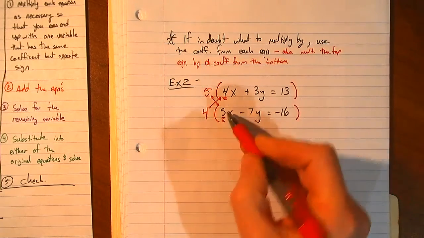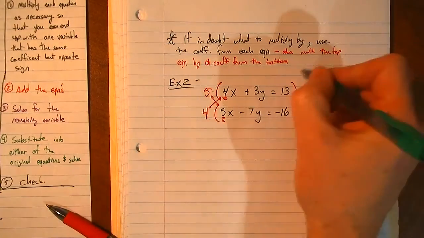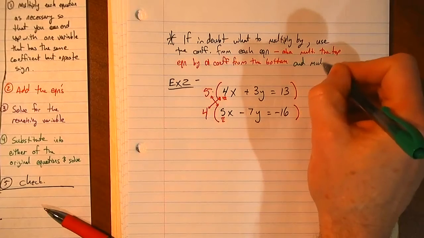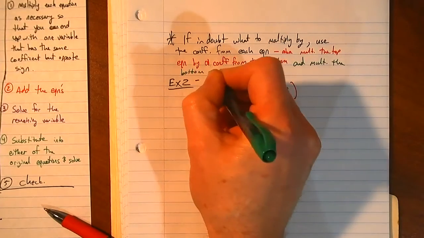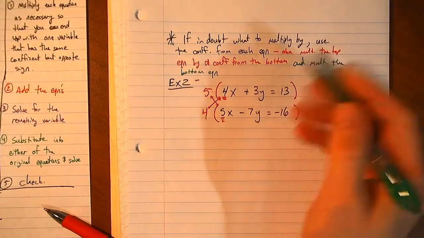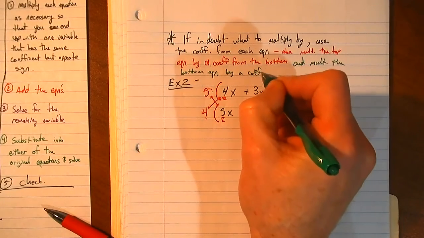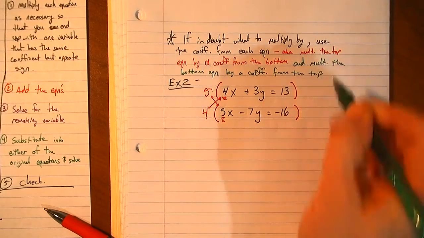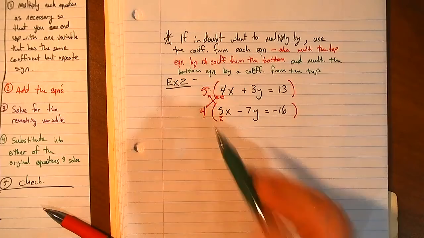Okay, that's what I just did. I took the coefficient from the bottom, and I'm multiplying the top equation by that. And I multiply the bottom equation by the coefficient from the top. So that's what I did. I took this coefficient from the top, it's 4, and I'm multiplying the bottom by 4.